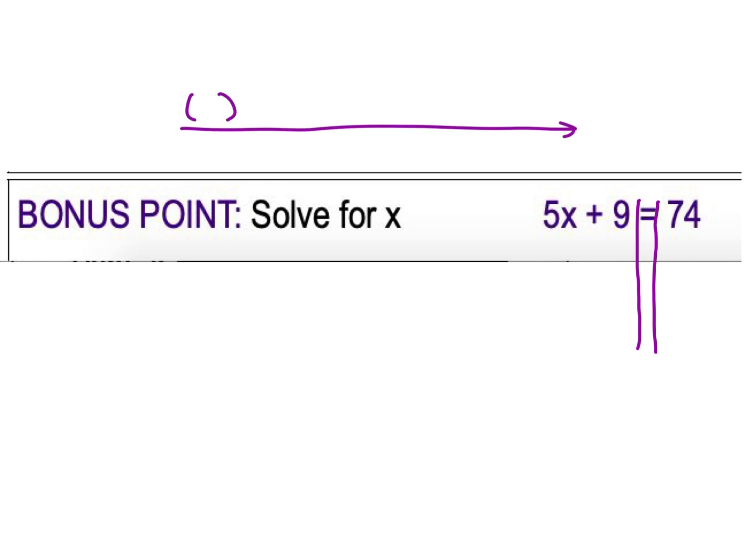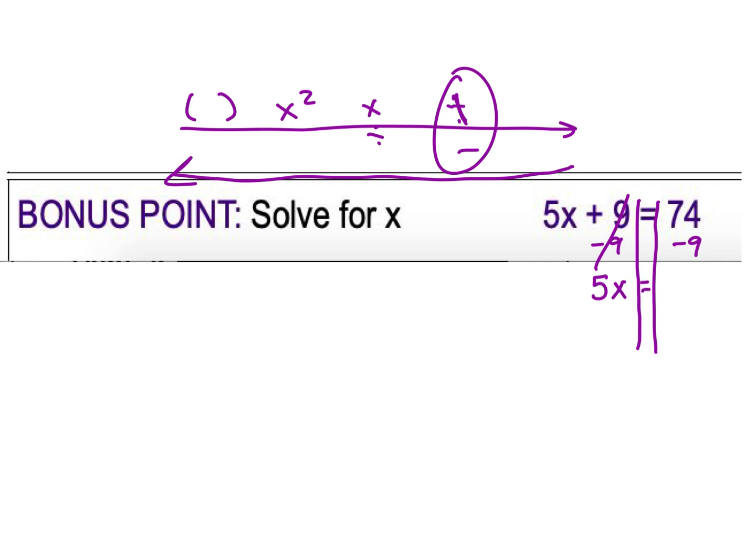So the order of operations says I'm going to do parentheses, then I'm going to do exponents, then I'm going to multiply and divide, then I'm going to add and subtract. And so if I want to undo this problem, I want to go backwards in the order of operations. So I'm going to undo plus or minus first. So I'm going to undo the plus 9 by doing minus 9 to both sides. Okay? Then I've got 5x is equal to 65.